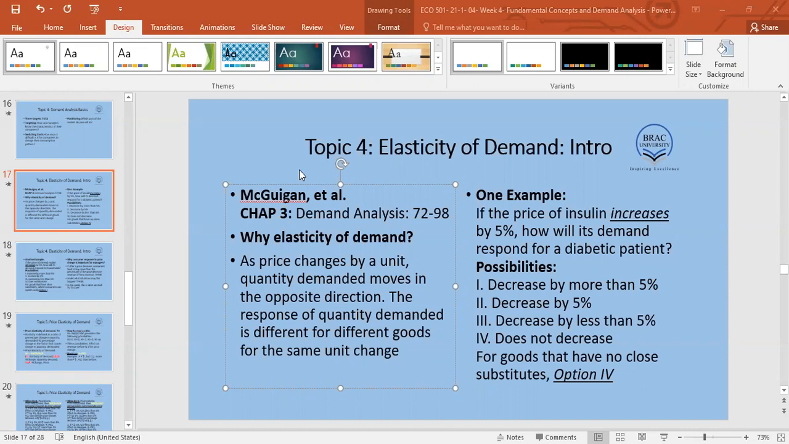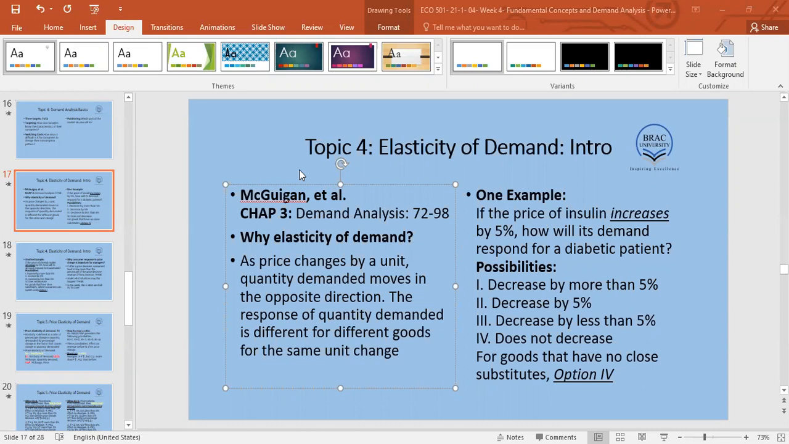The people might start demanding less than 5%. The fall in demand might be equal to 5%. The fall in demand might be less than 5%. Or there may be no change in demand at all, even after the price change. So, what is the first case? Price has increased by 5%. Quantity demanded has fallen more than 5%. That means the demand is highly price responsive.